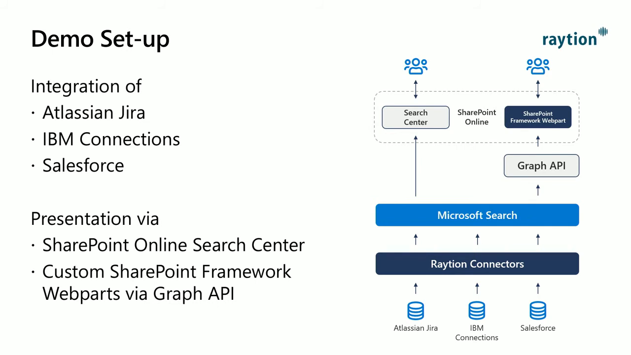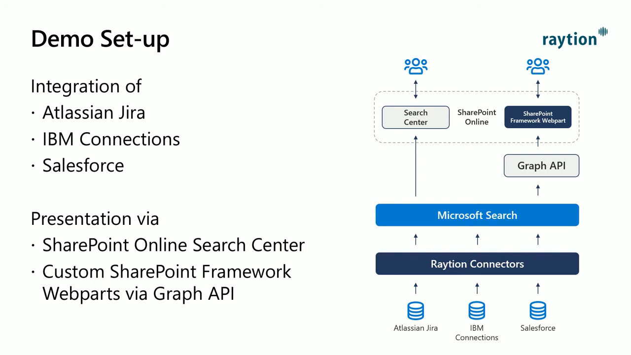The demo, what I'll present, is the following. We index Atlassian Jira, which is a ticket project management tool, IBM Connections, which is an on-premise collaboration tool, and Salesforce, customer relationship management, into Microsoft Search on the one end. And the other part of the demo is I'll show how a user accesses this valuable data. This is on the one hand via enterprise search, the search center, which we saw now twice. And on the other end, it's via a modern web part which renders a business application.